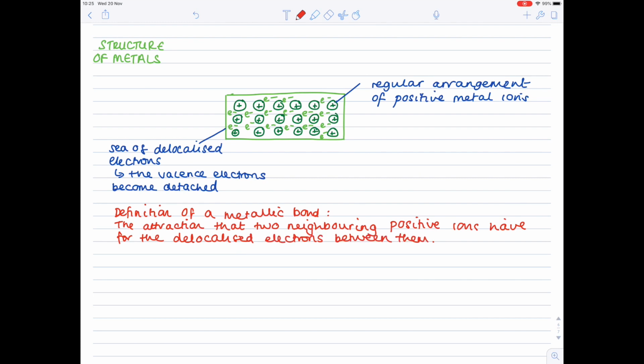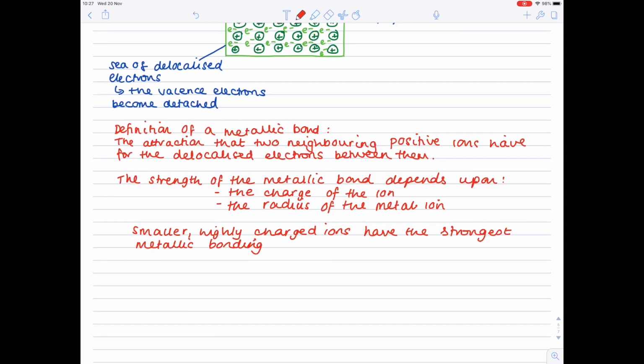Now, the strength of the metallic bond depends on two things. Firstly, the charge of the ion, and secondly, the radius of the metal ion. So obviously, the smaller the ion, the higher its charge, the stronger the metallic bond will be. So let's have a look at the summary. So the strength of the metallic bond depends on both the charge of the ion and the radius of it. So smaller, highly charged ions will have strongest metallic bonding, which helps to explain why aluminium, Al3+, has pretty strong metallic bonding.